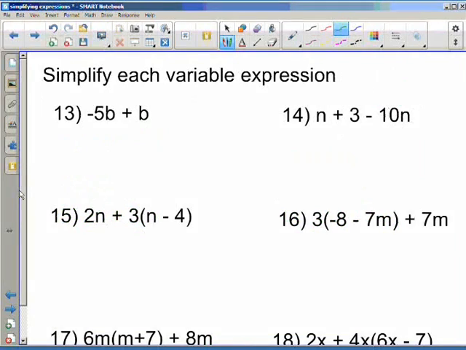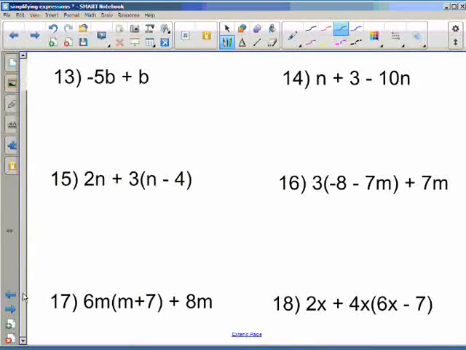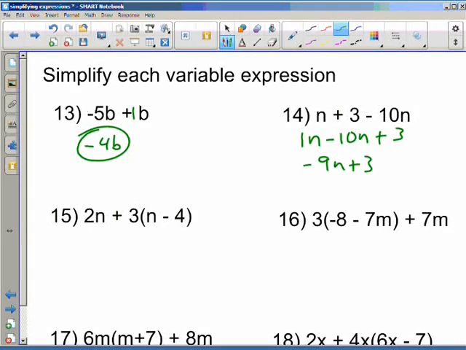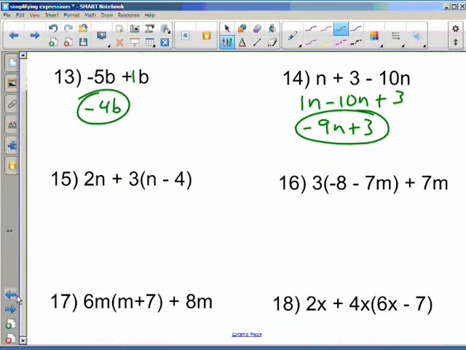Notice here we have some variable terms. I'll do the first two, and then we'll let you get going on the last 4, and I'll work on those. Negative 5b plus 1b, you might want to put the 1 in there, is a negative 4b. For 14, sometimes we like to group like terms, the n terms here. 1n minus 10n is negative 9n. And then 3 is not a like term, so we couldn't combine those. Go ahead and try 15 and 16, and then I'll give answers, and we'll do the same with 17 and 18.